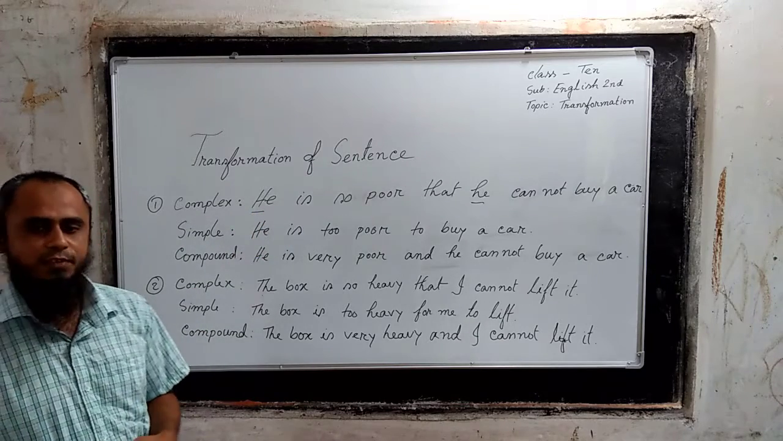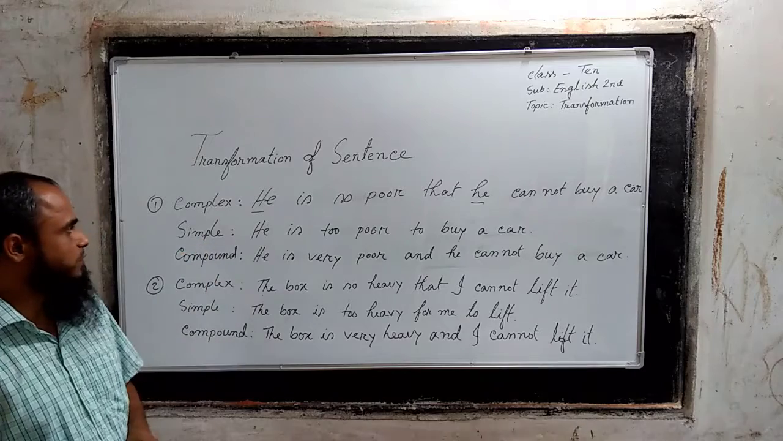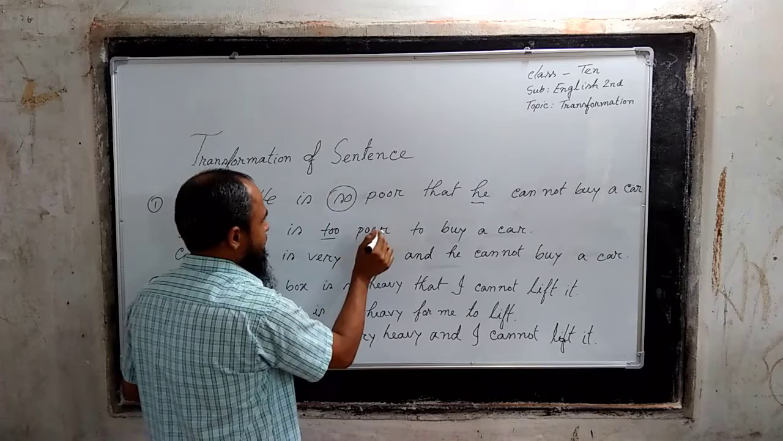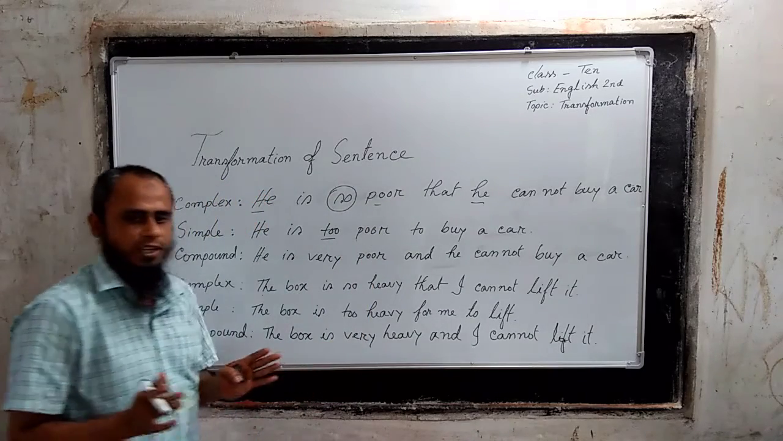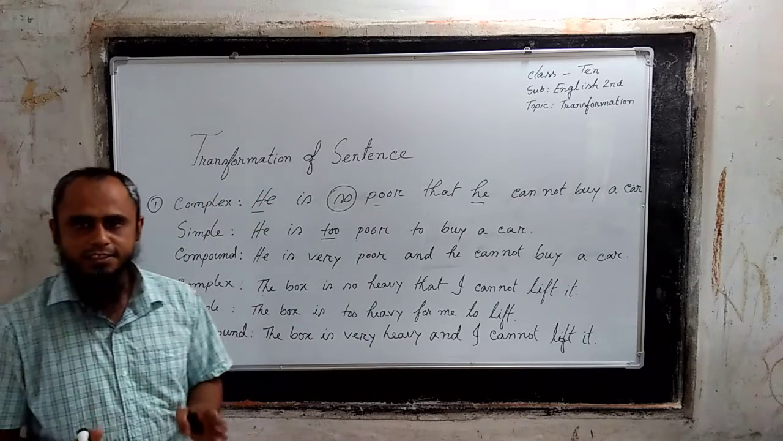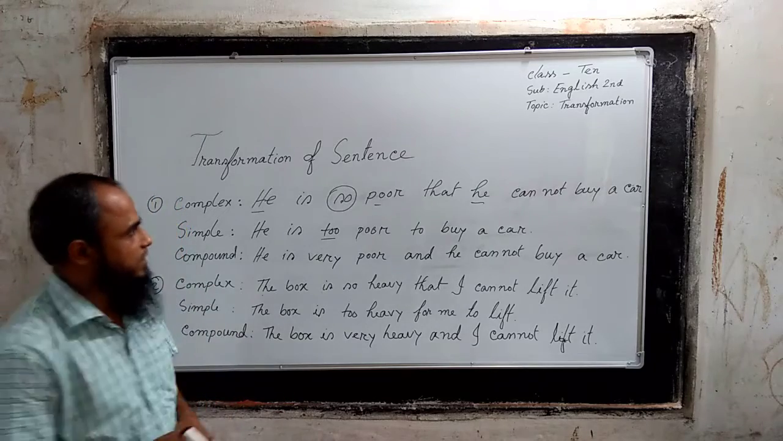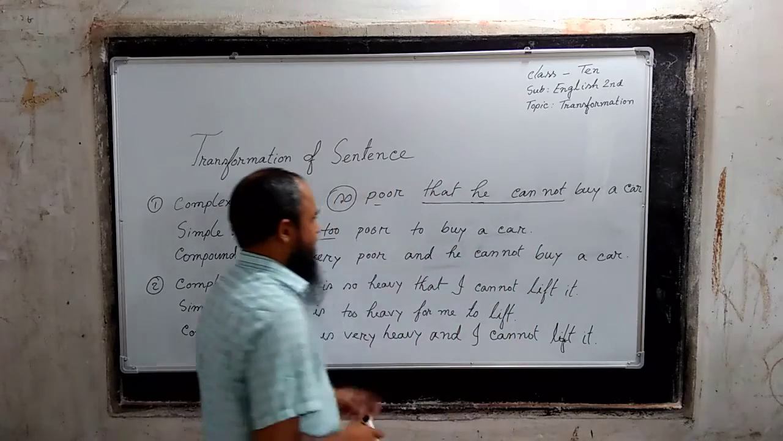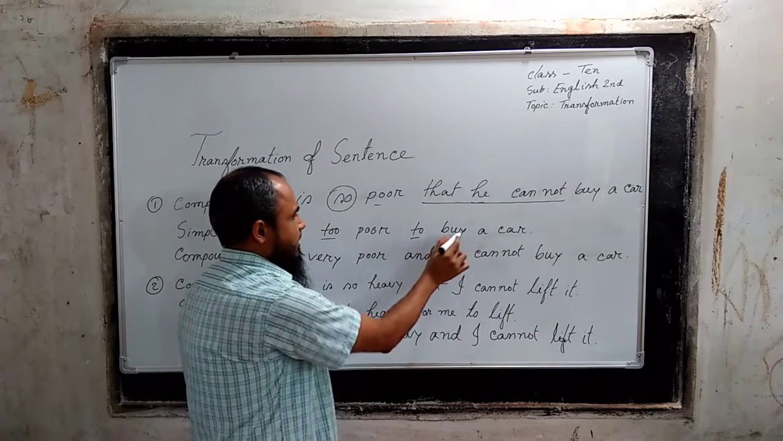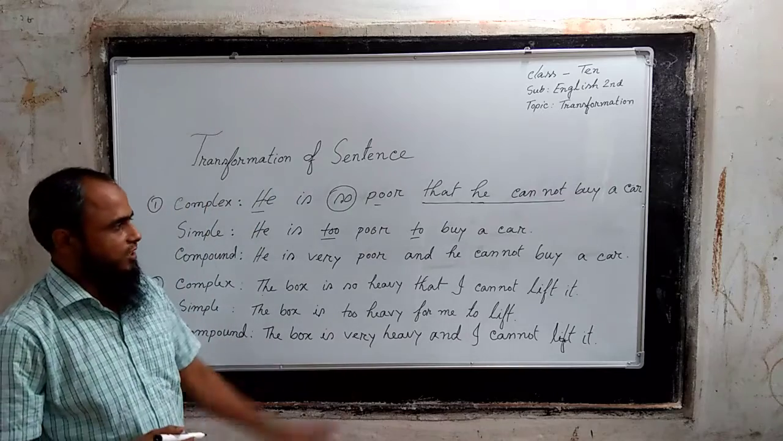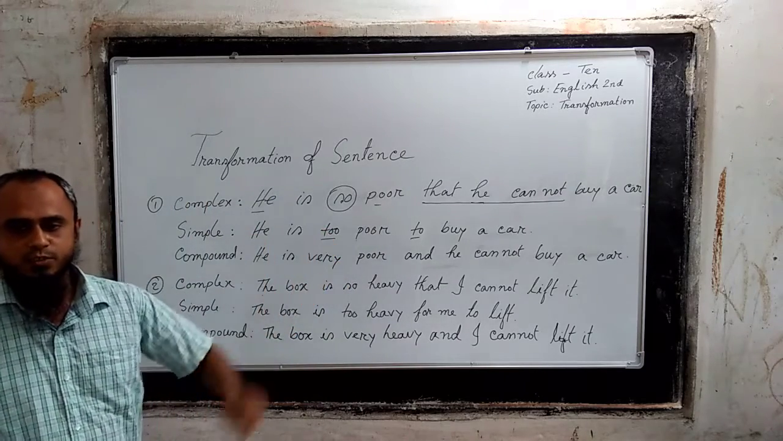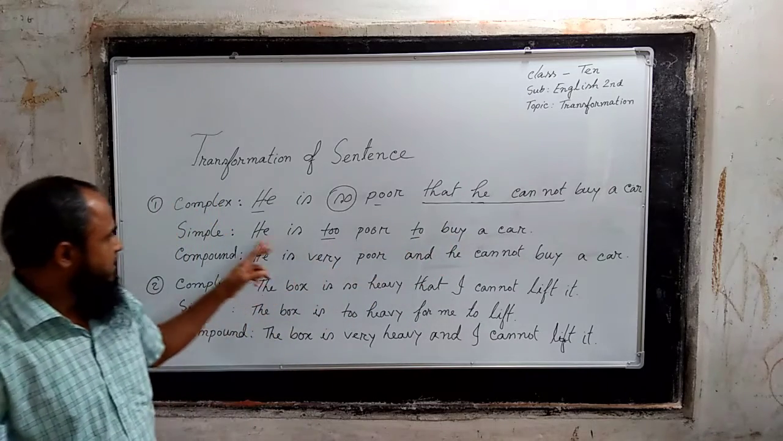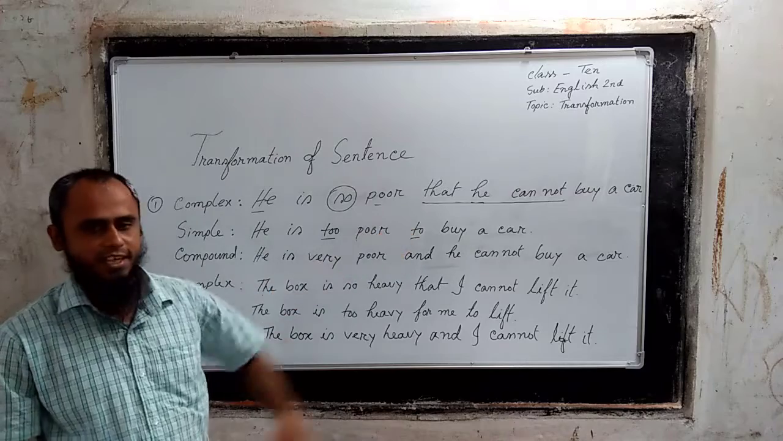This is a complex sentence, and if you are told to make it a simple sentence, you have to use too. Instead of so, you have to use too, and then the blank, that means here there will be a word. It may be an adjective or an adverb, and after that, before the verb, you will reject it, and after that you will use to, and then the verb, then the extension. Extension means whatever exists in the sentence, you will use after the verb. So this is the sentence: he is too poor to buy a car.